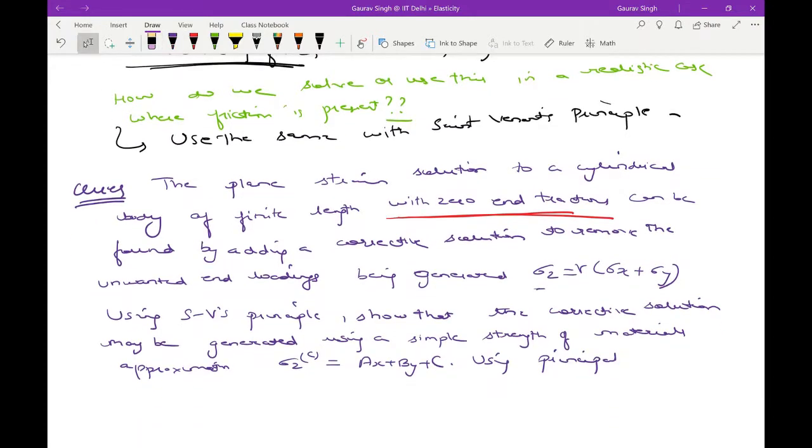We want to know how this can be found using the principal centroidal xy axis.